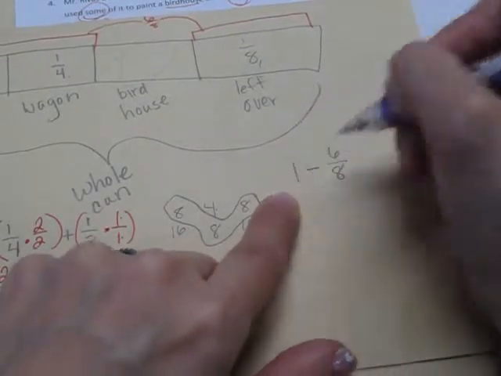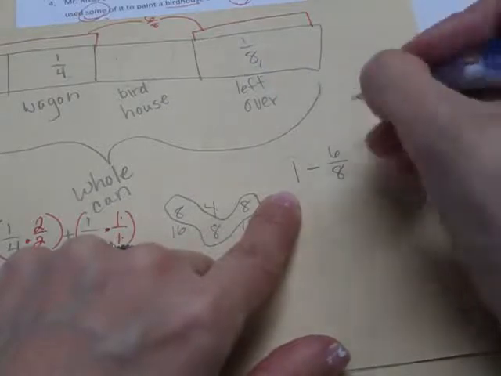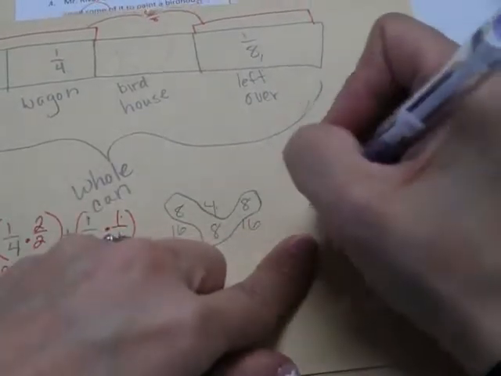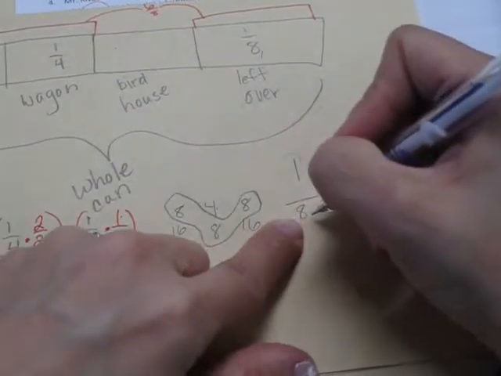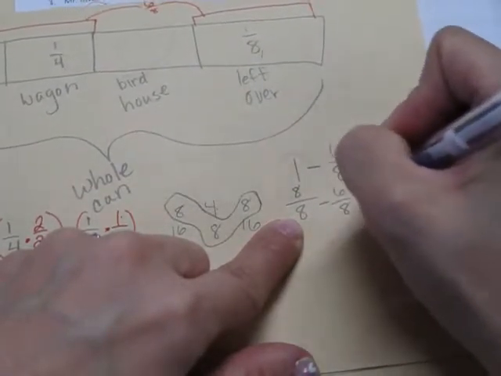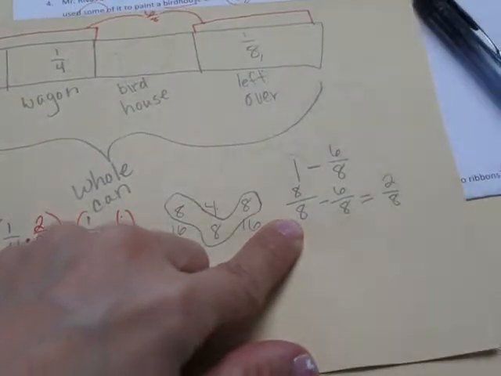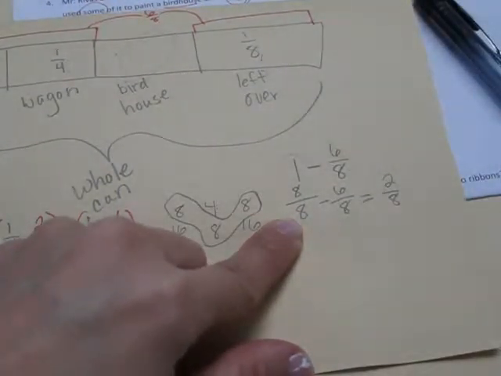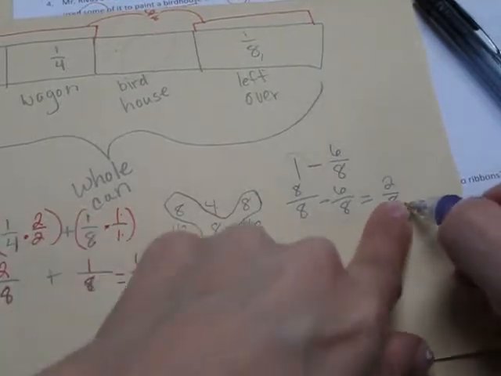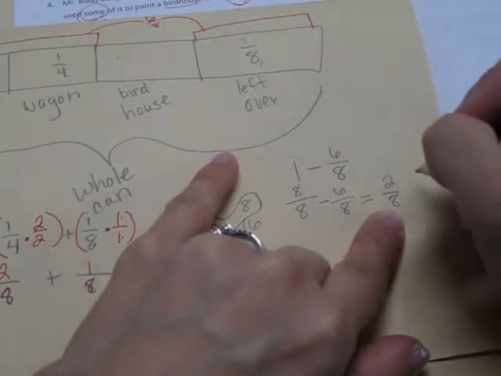Well, I can't subtract it with it being a 1, so I'm going to change it to a fraction. And because this denominator is 8, I'm going to keep my denominator 8. If I have all of the 8, I'm going to have 8/8 minus 6/8, which equals 2/8. Okay? However, remember, because this can be simplified, we need to simplify it. And you can do it 2 ways.